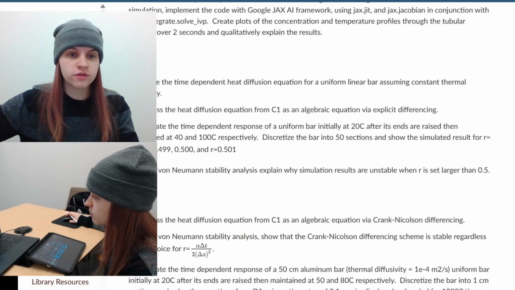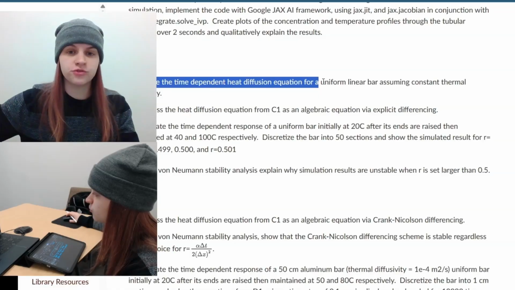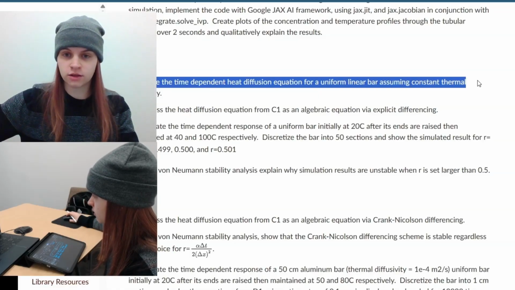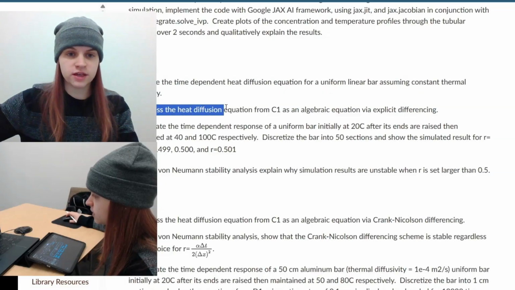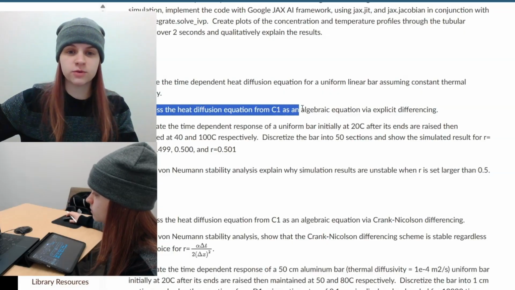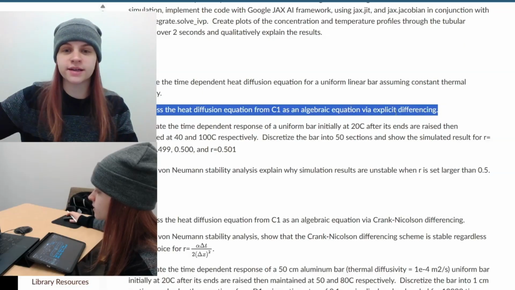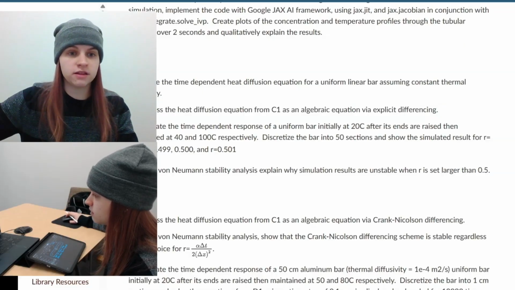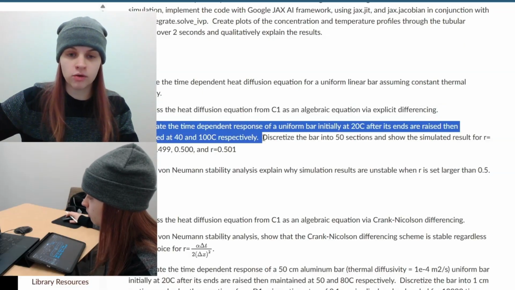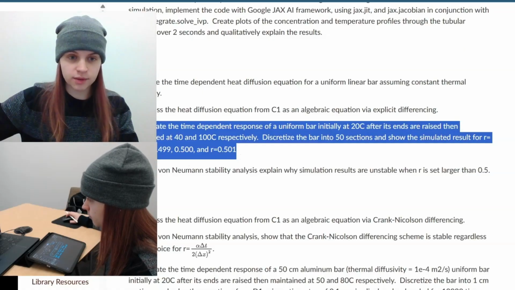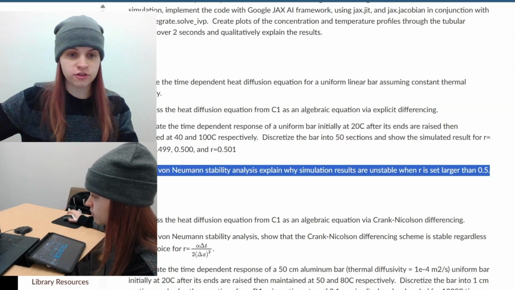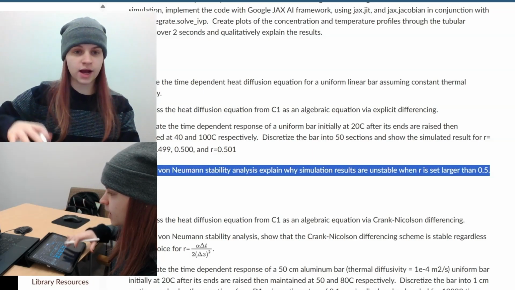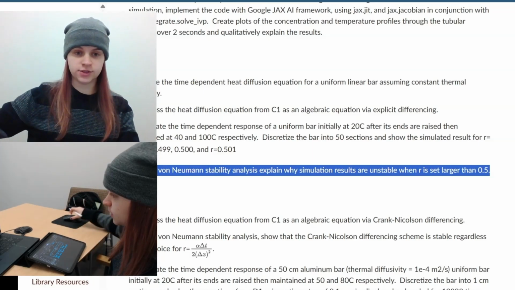So yeah, what we've done so far is we derived the time-dependent heat diffusion equation for a uniform linear bar assuming constant thermal diffusivity. We also just expressed the heat diffusion equation from part C1 as an algebraic equation via explicit differencing. And instead of going into the code right now, I'm going to jump ahead to this fourth part just so that I can do everything on my iPad first and then I'll get into the code.